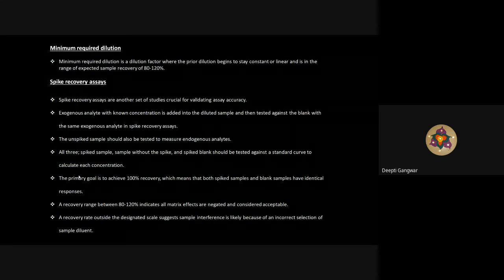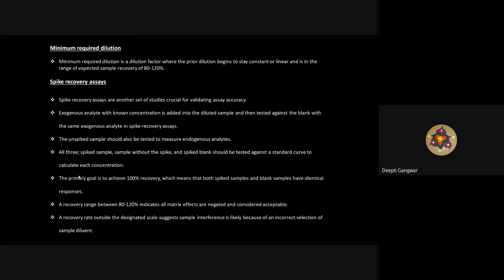Now what is spike recovery? You can read this line, but let me just explain. Suppose, as I told you, that you diluted your samples to a certain level and they have an invariant value X. Now what you do is add, suppose, Y into all of these three samples. So ultimately, after doing your analysis, you should get X plus Y in these samples in which you have spiked.